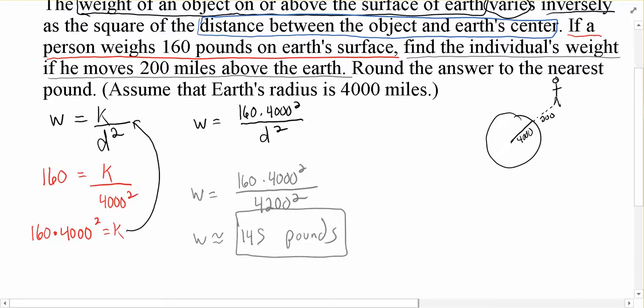Now one last thing to talk about as far as giving an answer. Notice that I did not circle W equals. I made up W, so it doesn't make sense to say W. That'd be kind of like me saying, hey, how old are you? And you just say X equals 20. That's kind of weird. You'd say, hey, I'm 20 years old. And so the same thing here. If I'm asking you how many pounds this person weighs, say 145 pounds.